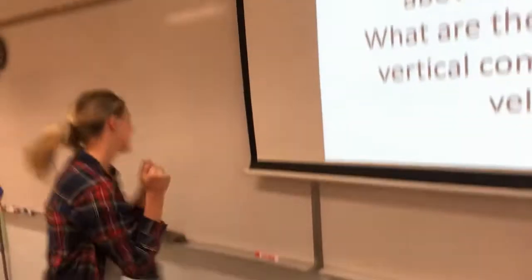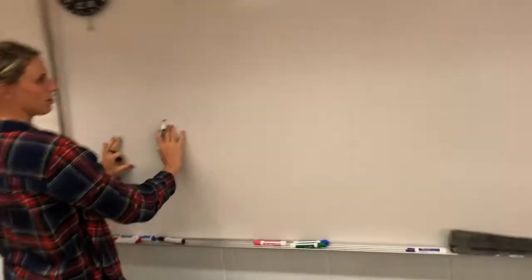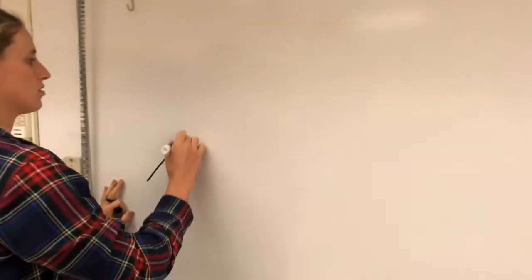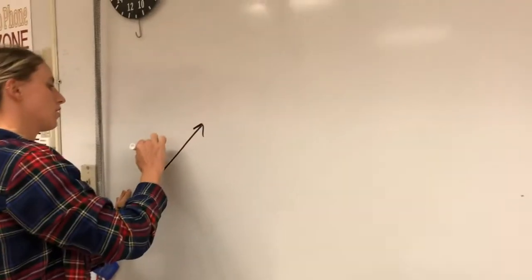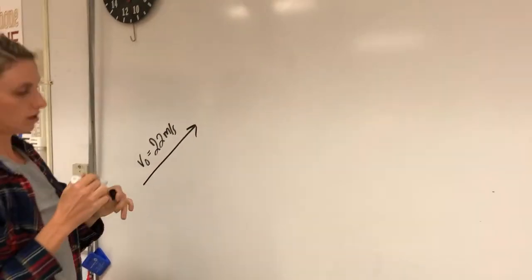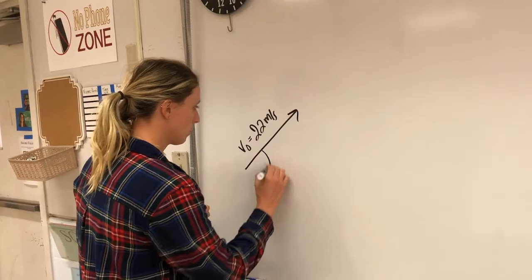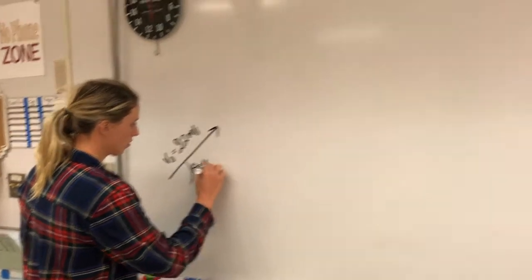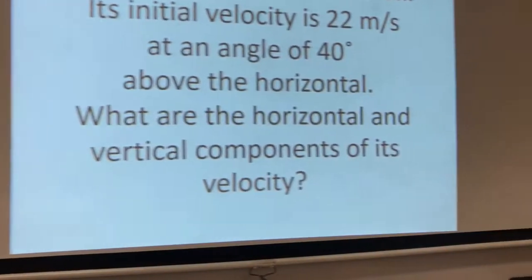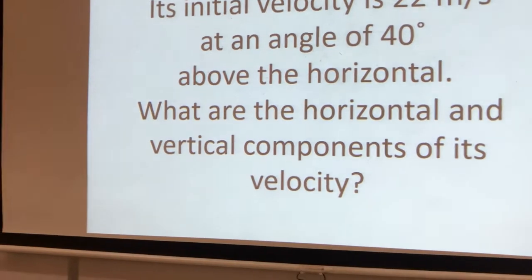Components, my favorite. So, let's do this. I'm gonna go ahead and draw this guy right over here. Okay, so we said 22 meters per second, and the angle was 40 degrees. So how do I divide this into components?